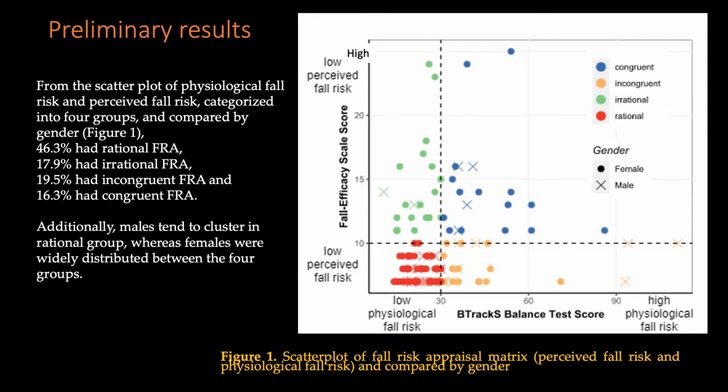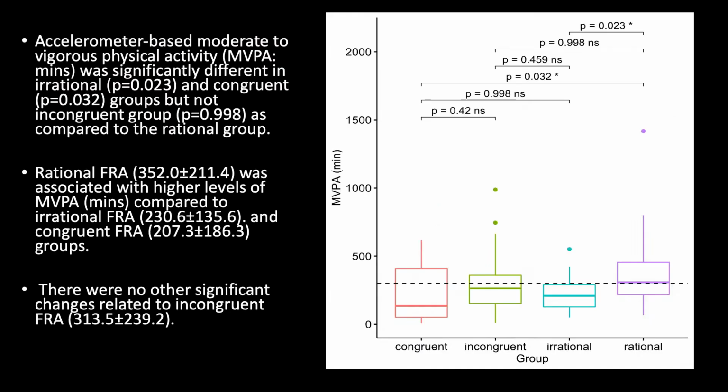This confirmed the previous diagram that I just showed you from my pilot study, and this is from the R03 for this study. The percentage of each quadrant looks similar because we use the same measurement, but we found that males tend to cluster in the rational group, while females spread out across all 4 quadrants. And when we look at physical activity, we found that compared with the rational group, the ideal group that we want them to be, the irrational group and congruent group have significantly less moderate to vigorous physical activity.